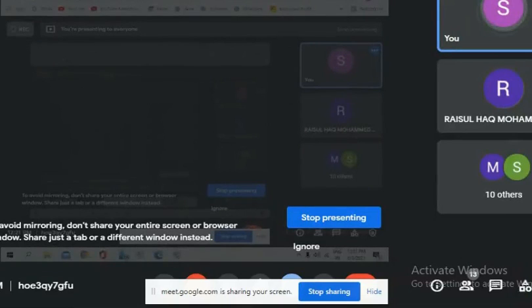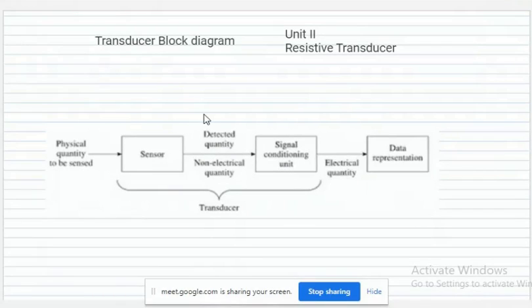So I was telling you that a transducer is a device which converts any physical quantity, such as temperature or pressure, into an electrical signal. In order to formally go into the unit called resistive transducer, let us see more about what the different subcomponents present in this system are. To do so, we will first see the transducer block diagram.